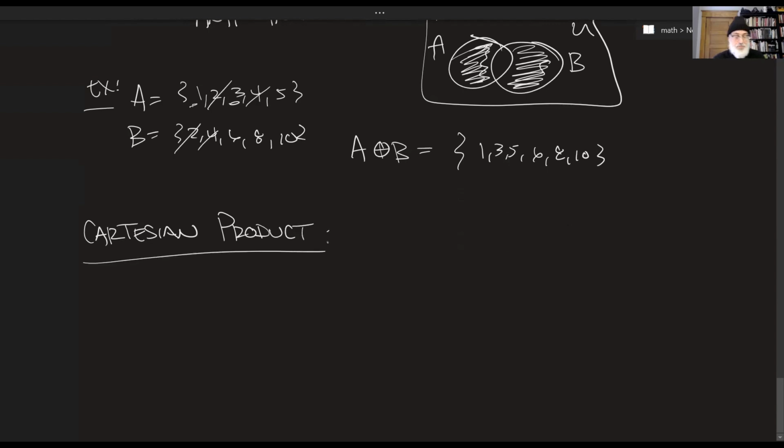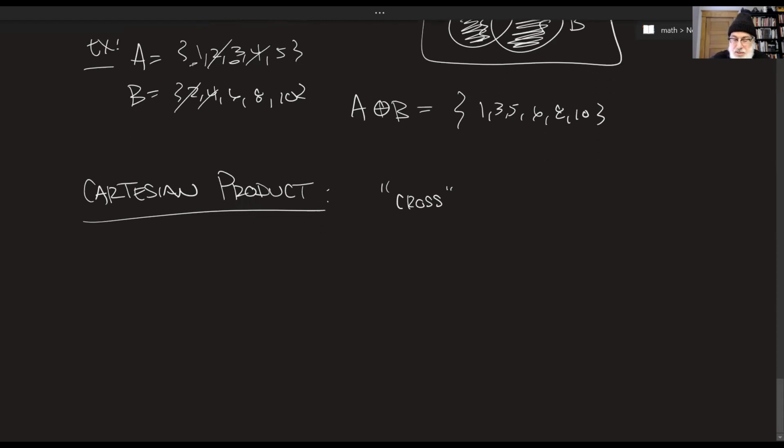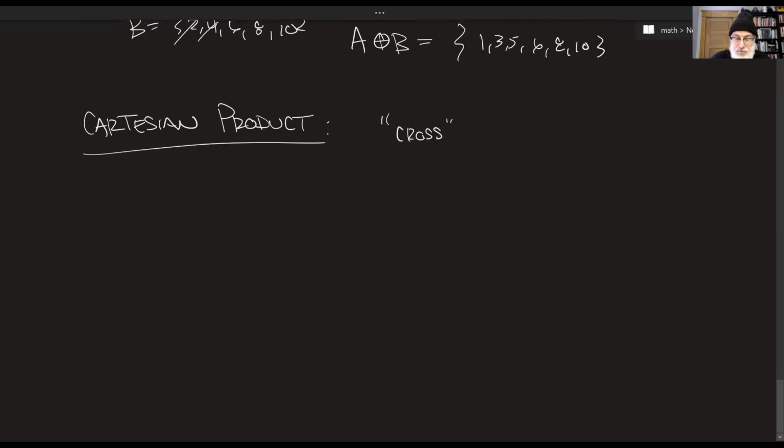Cartesian product. You can think of this as a cross product. Now, I'm going to do a two-set cross product. I'm not going to go through the cross products of A cross B, C, D. We'll just do A and B at this point. If you study topology, there is a topology built on the product. But for here, we're just going to do this.